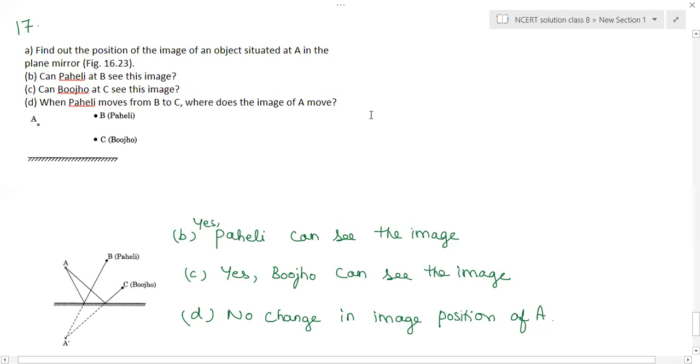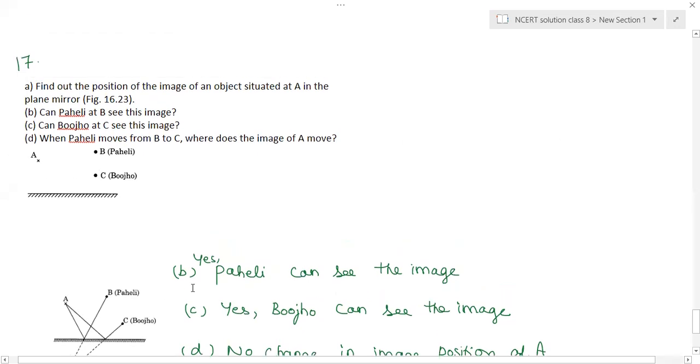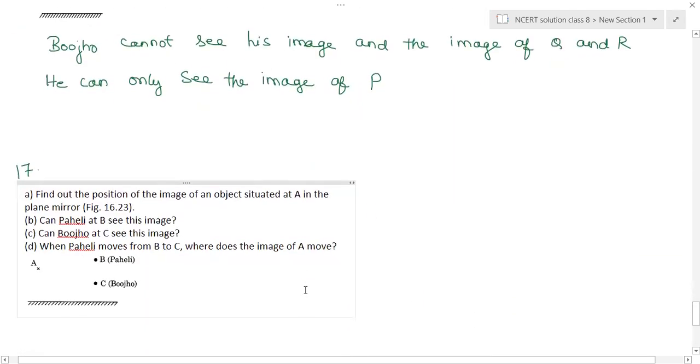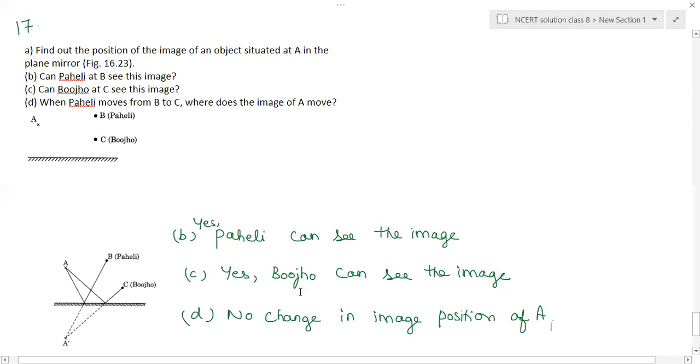But Paheli, if she moves from B to C, then the image of A will not move. The position of A will remain the same. So these are something that you need to extend the lines for and then find out. Even in 16th question, you can extend the incident ray and draw a figure like this to find out the correct positioning. That's all for NCERT solution, children. All the best for your upcoming exam.